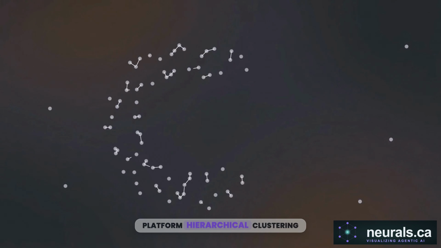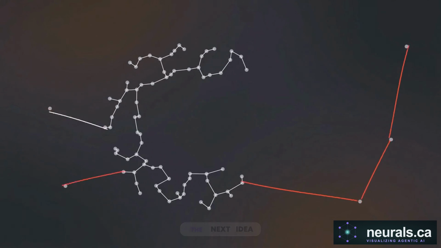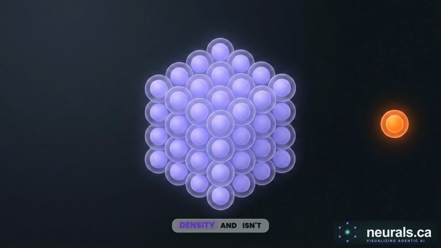Hierarchical clustering needs no K, but it still struggles with noise and odd shapes. The next idea finds clusters by density and isn't afraid to call a point an outlier.